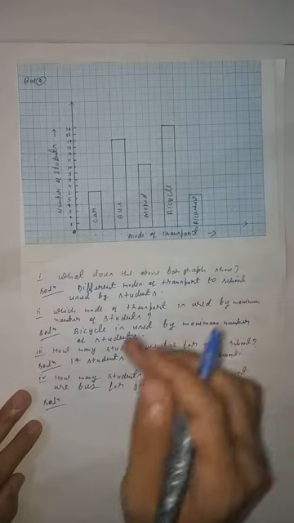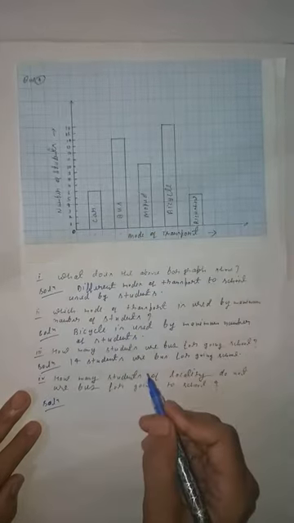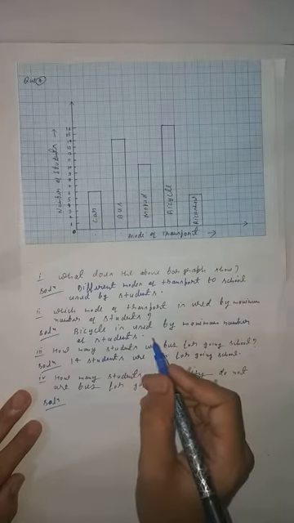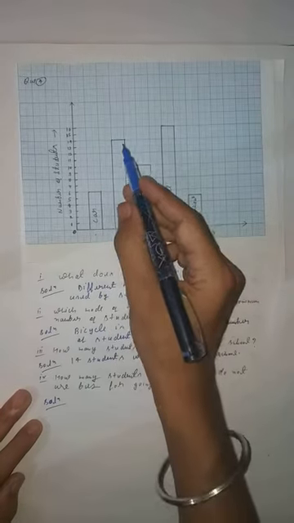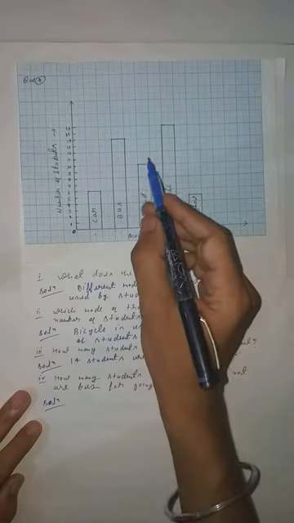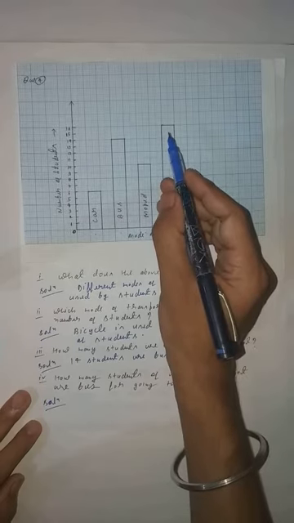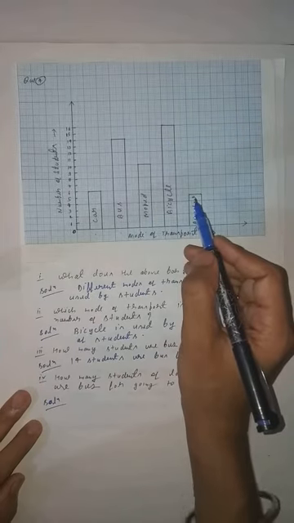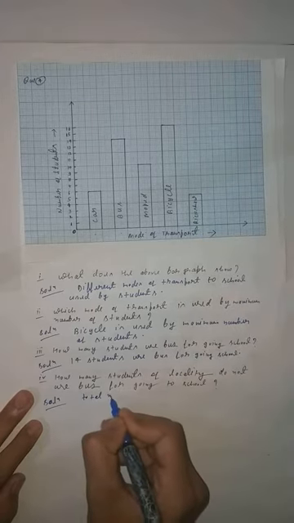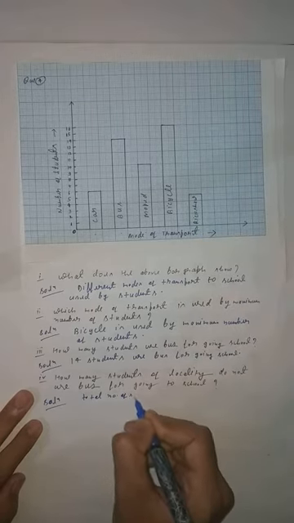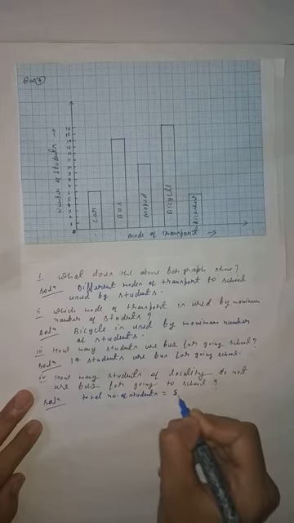First method: if you look at the question in the book, you will find the total number of students is 51. How 51? Here 6 students, here 14 students, so 14 plus 6 is 20, here 10 students, so 30, here 16 students, so 46, and here 5. So the total number of students is equal to 51.